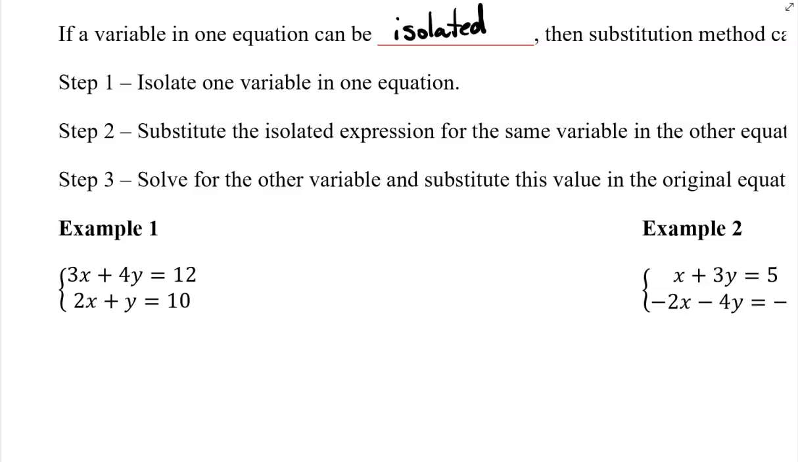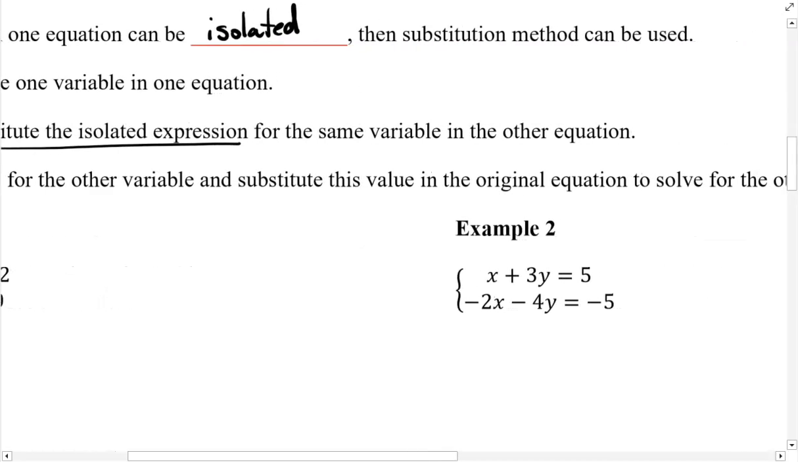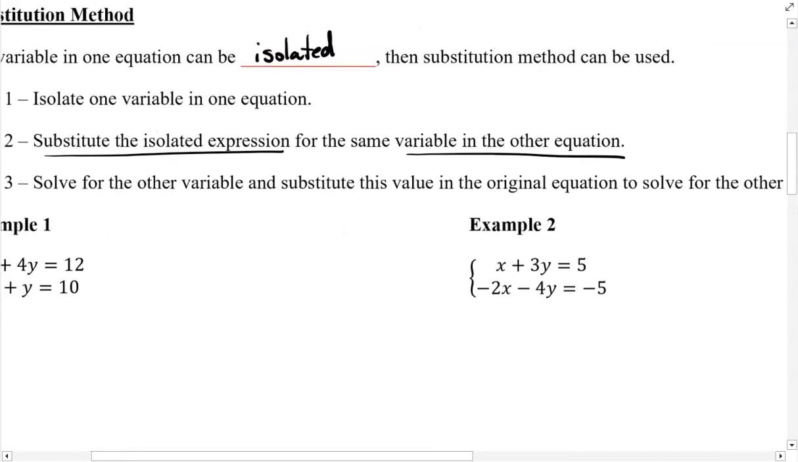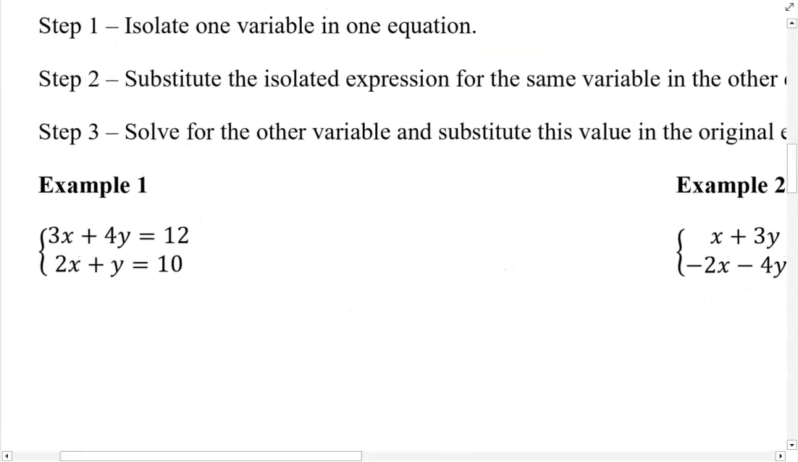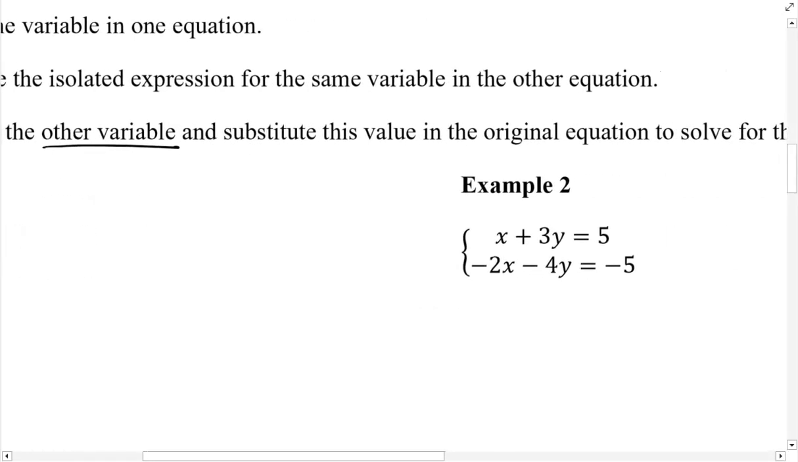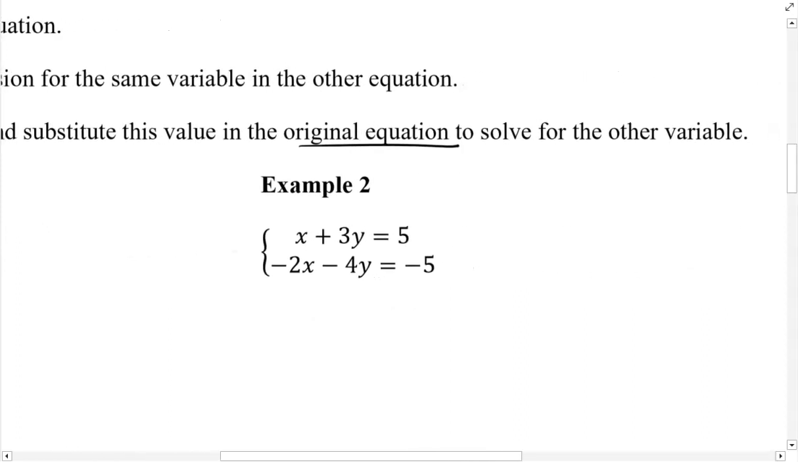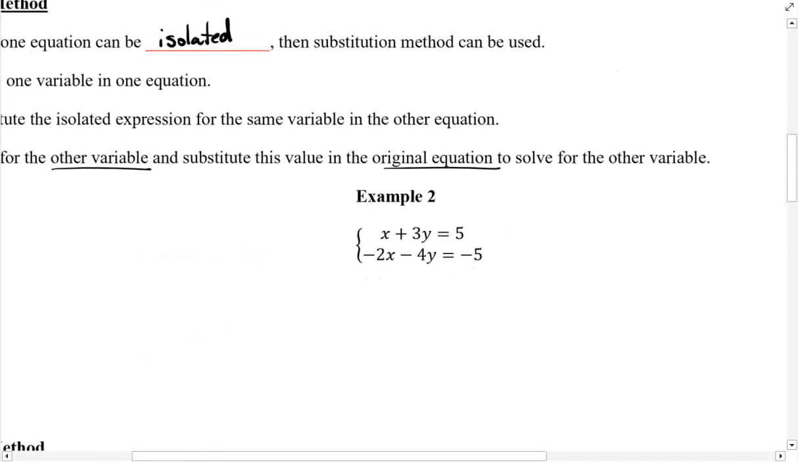And then step two would be to substitute the isolated expression for the same variable in the other equation. So once we get, say, x by itself or y by itself, we'll take what that expression is equal to and substitute it in the other equation. And then once we put that into the other equation, the other one will be set up for the other variable. If we substitute it in for x, then we'll be able to solve for y, and so on. Once we obtain that known value, then we can back substitute one more time into the original equation to find the result for the final and original variable. So let's see a couple examples of that.